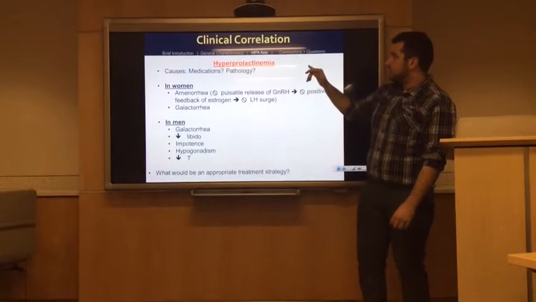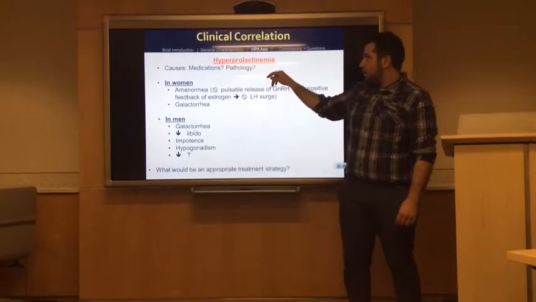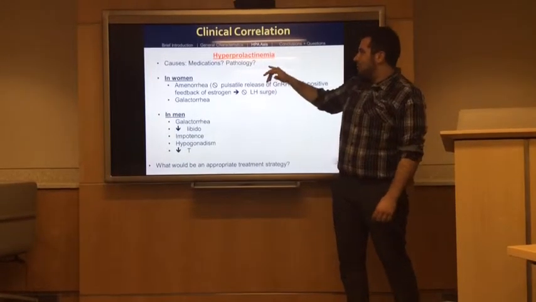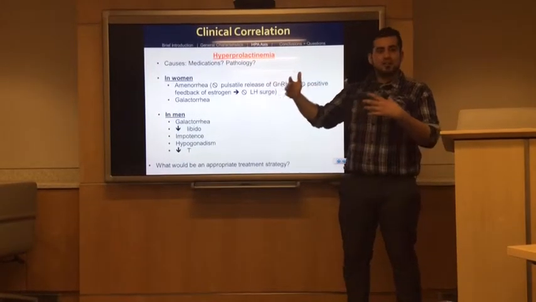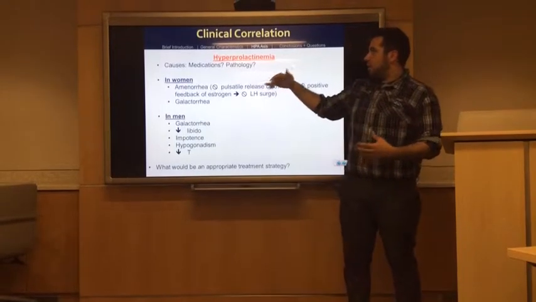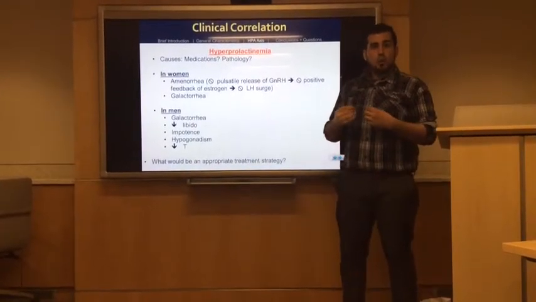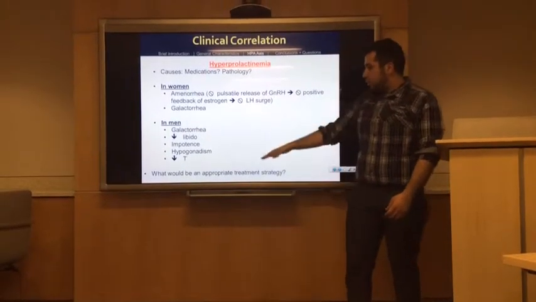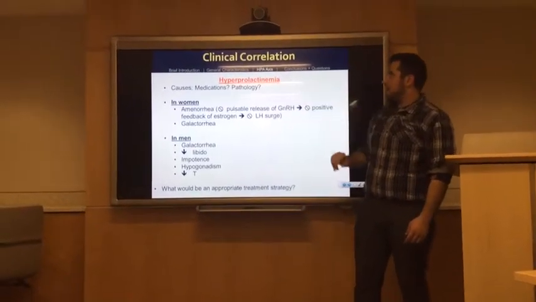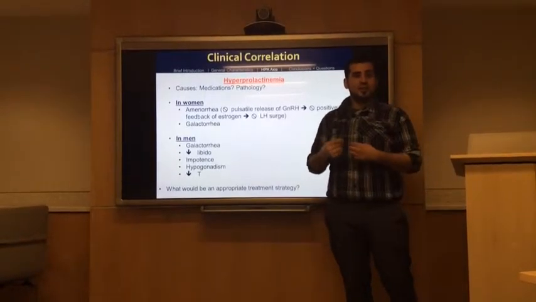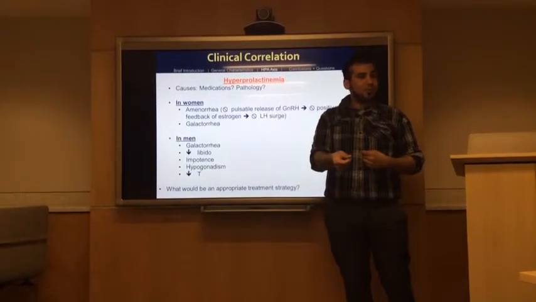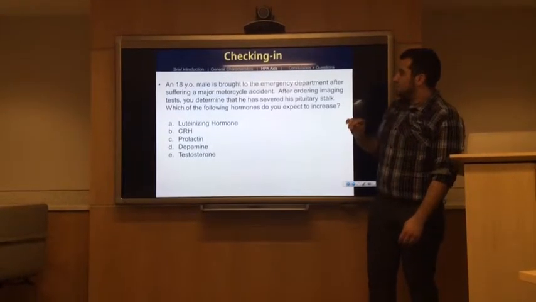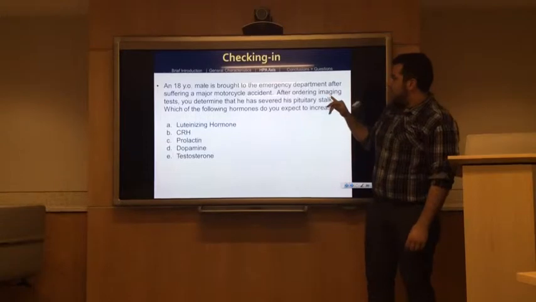Okay, so here's a clinical correlate. You have hyperprolactinemia, and some causes of this are all in your books, but the pathology is what if you have a pituitary adenoma, or some medications cause this as well, as a dopamine antagonist. So you have all these little pathologies happening, but what would be an appropriate treatment for hyperprolactinemia if it's caused by a dopamine antagonist? You just prescribe them a what? A dopamine agonist. Perfect.